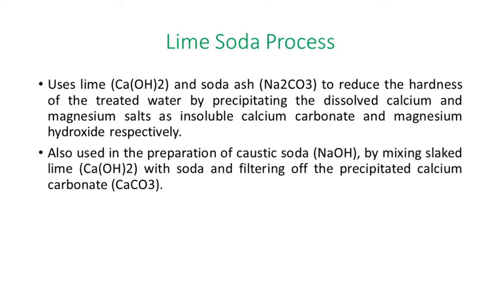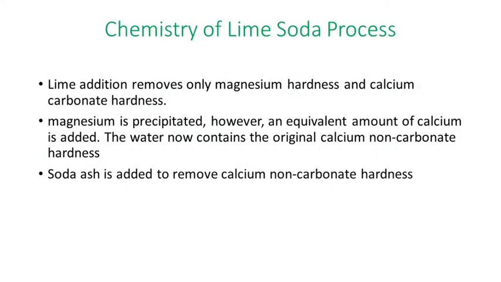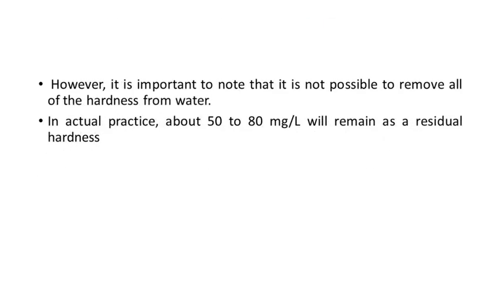Okay, so the lime also helps in removing the free dissolved carbon dioxide. So this is the reaction which happens in the lime soda process. This is the chemistry of the lime soda process. Lime addition removes only magnesium hardness and calcium carbonate hardness. Magnesium is precipitated, however an equivalent amount of calcium is added, and the water now contains the original calcium non-carbonate hardness, and this non-carbonate hardness is removed by the soda ash.